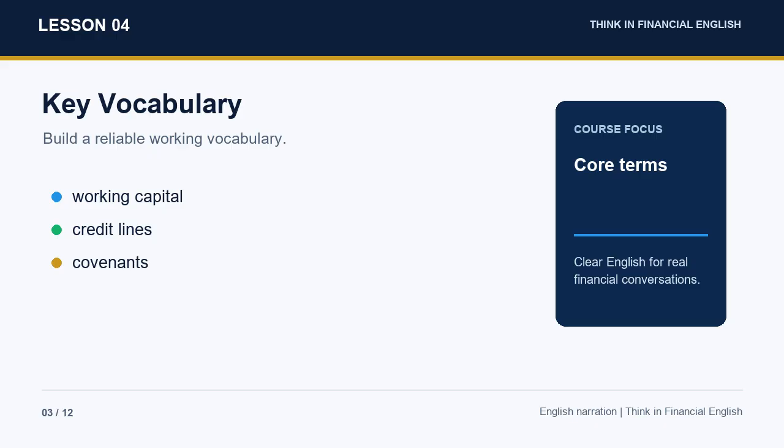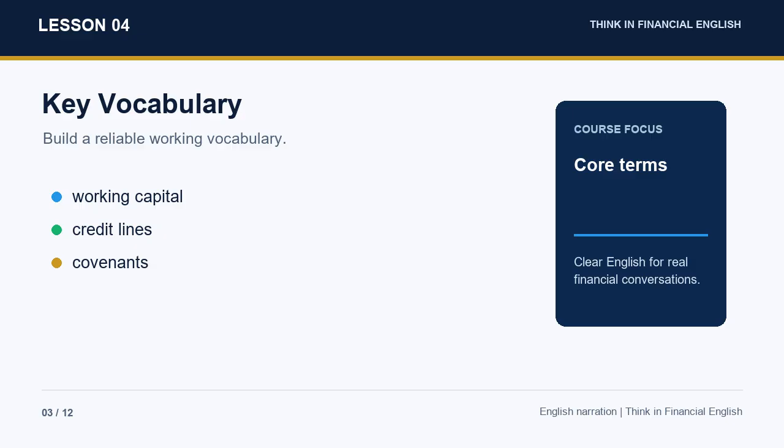In financial English, context controls meaning. The same word can sound simple in a dictionary but become very specific in a meeting, a client call, a credit memo, or a market update. For example, a word such as risk, return, liquidity, suitability, or exposure is not just vocabulary. It is a signal that a decision must be made.